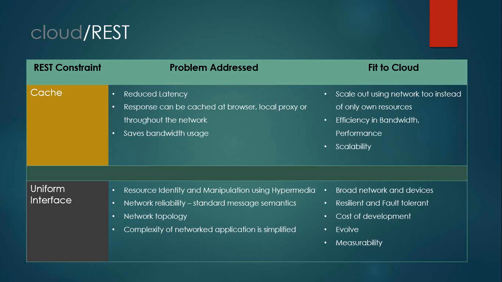Because a response can now be cached by your browser, local proxy, or anywhere within the network, the entire network is a resource for cloud services. Hence, your system can be scaled out using all the network resources which are available, not just the resources that are being used on the cloud. Hence, it saves a lot of bandwidth and improves the efficiency of your cloud services. Thus, it improves the scalability of your cloud services.